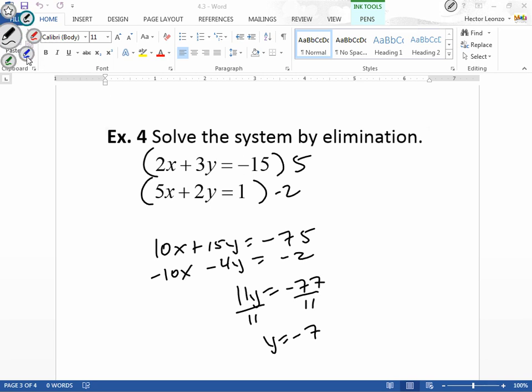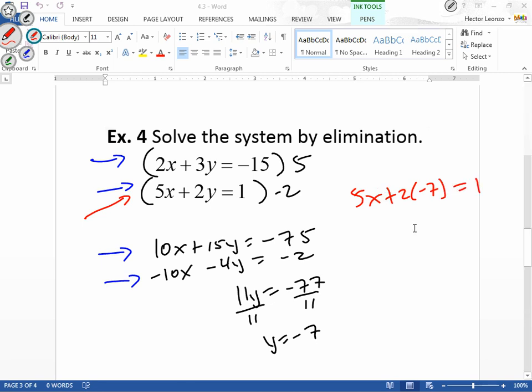Now to solve for x, use any equation. Either these two equations that we just came out with, or these two, which were the original equations. It doesn't matter which equation you use. Just to pick one, I'm going to pick the second equation. I'm going to choose 5x plus 2y equals 1. Instead of y, I'm going to use negative 7. So I have 5x plus 2 times a negative 7 is equal to 1. So I have 5x minus 14, right? Because 2 times negative 7 is a negative 14. This is equal to 1.